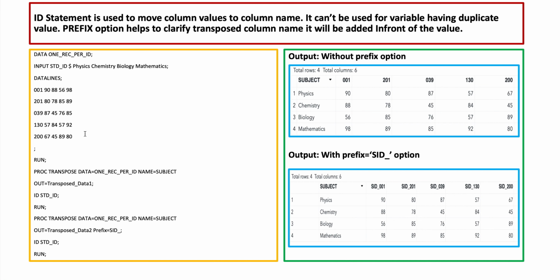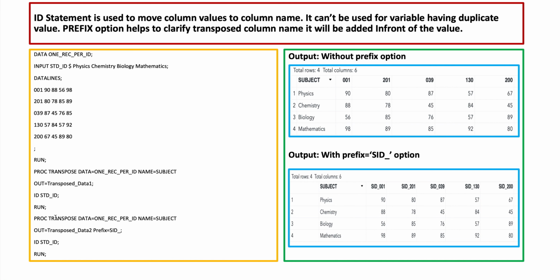This simple data set we are going to transpose. Student IDs, those are initially in rows, we are going to transpose into column, where our final aim is as shown on the right side table. This is our final goal. That means we are going to transpose subject column to row and student ID row to column.